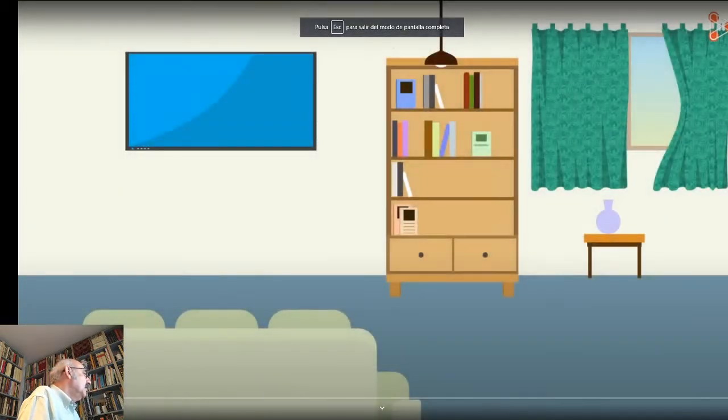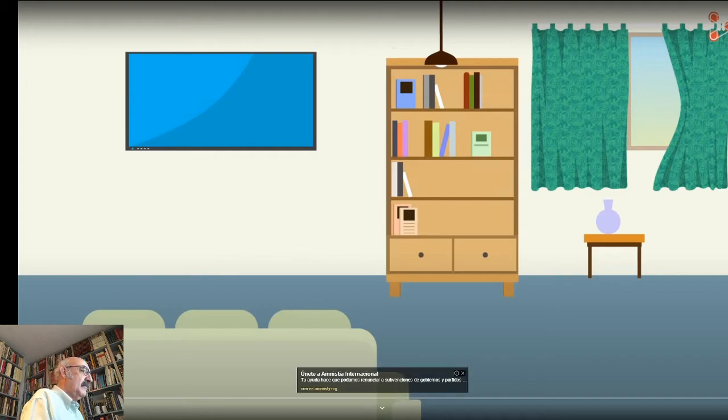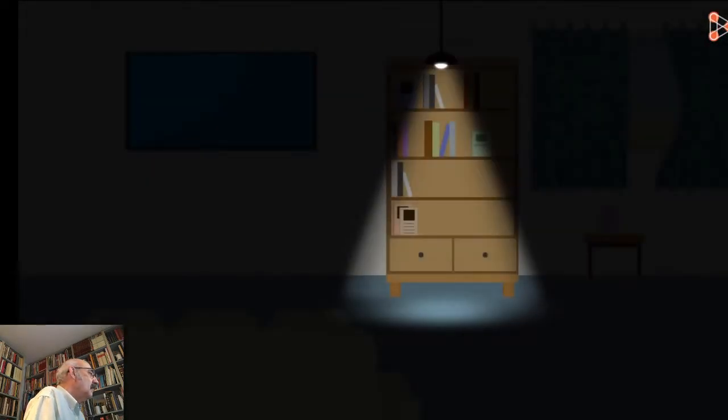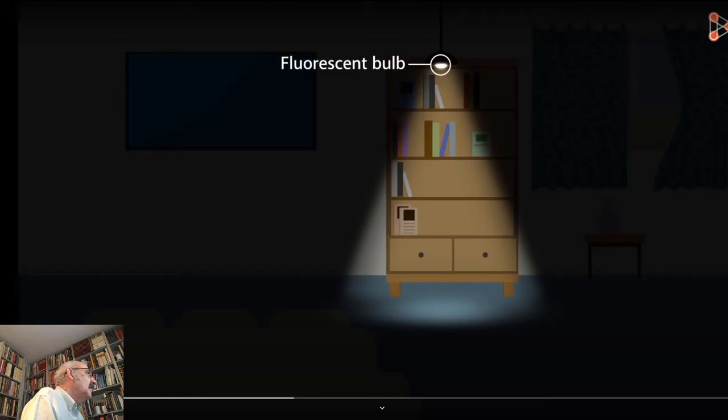How do we see things around us? You would probably say it's the eyes that help us to see the objects around us. But will our eyes be able to see these objects in the dark? No, we need light to see things. Without light, we cannot see the objects. But where is this light coming from? This light is coming from this source, which is a fluorescent bulb. This is a kind of light bulb.